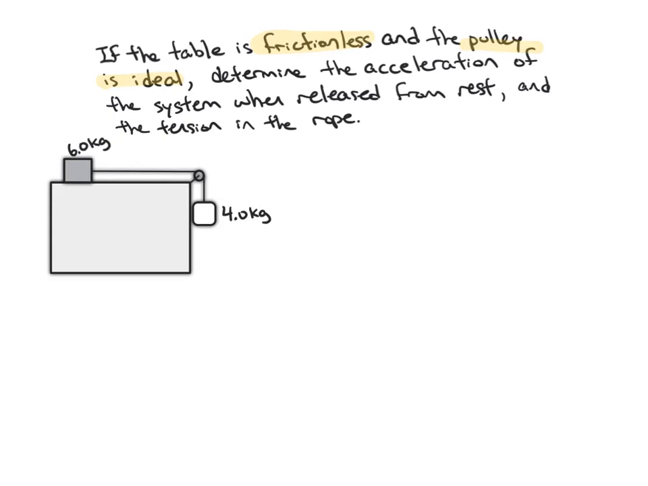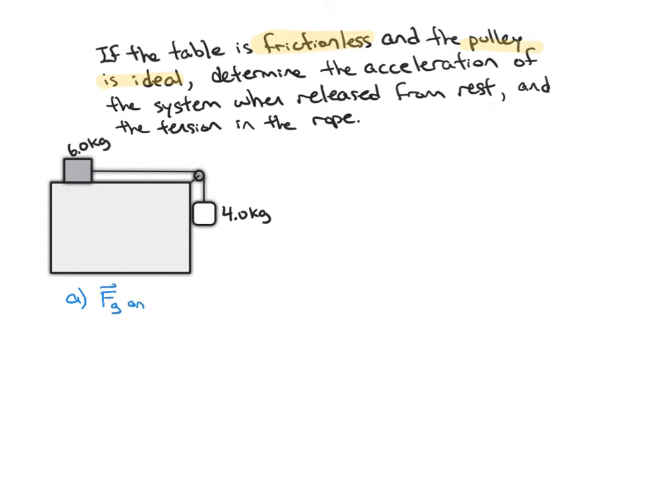We have to calculate the acceleration of the system when we let it go and the tension in the rope. Okay, so first I'll call the acceleration part A. The acceleration of the system, you want to think about what forces are driving the system to move. And the force that's driving the system to move is the force of gravity on the 4 kilogram block.